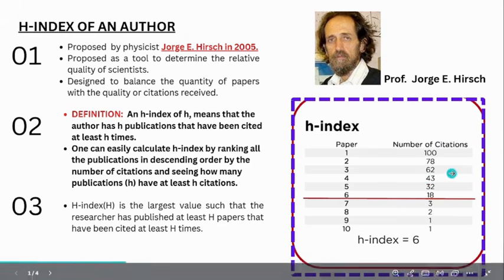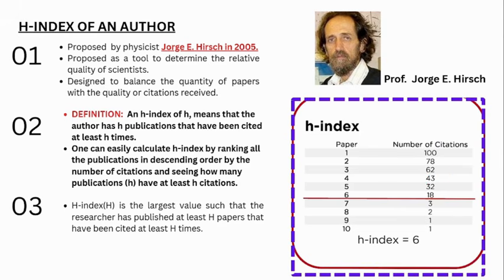Are there 2 papers with 2 citations? Yes. Are there 3 papers with at least 3 citations? Yes. 4 with at least 4 citations? Yes again. 5 with at least 5 citations? Yes. 6 with at least 6 citations? Yes again. But are there 7 papers with at least 7 citations? No, because the 7th paper has 3 citations.